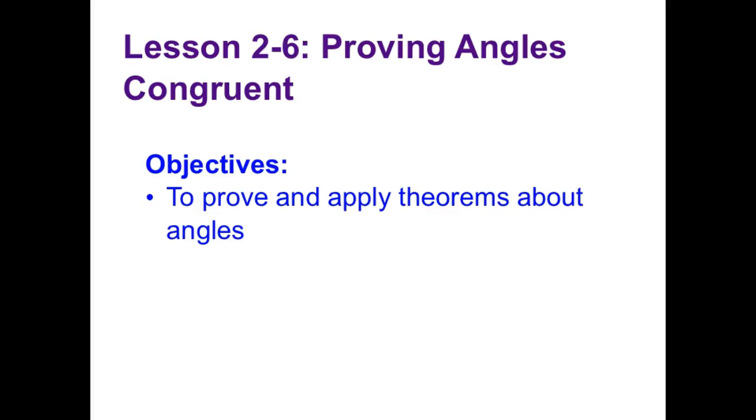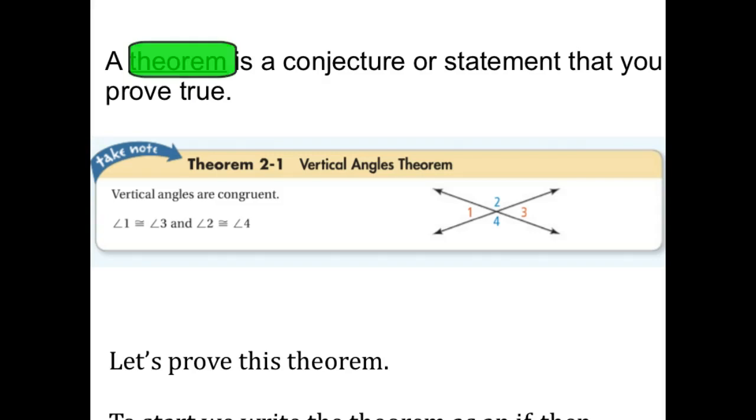This is Geometry Chapter 2, Lesson 2.6, Proving Angles Congruent. The objective for today is to prove and apply theorems about angles. We started proofs in Lesson 2.5, and now we're going to prove some theorems so we can use them later on. So, you might be wondering what a theorem is. A theorem is a conjecture or statement that you prove true.